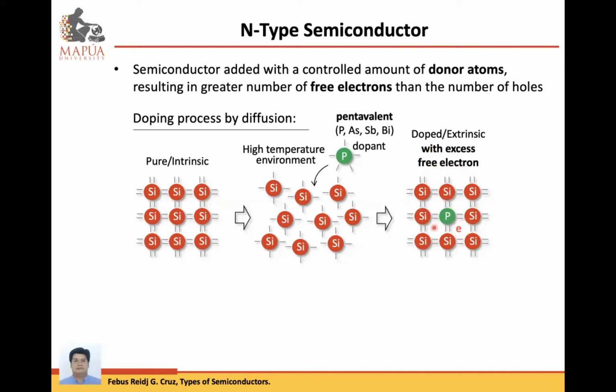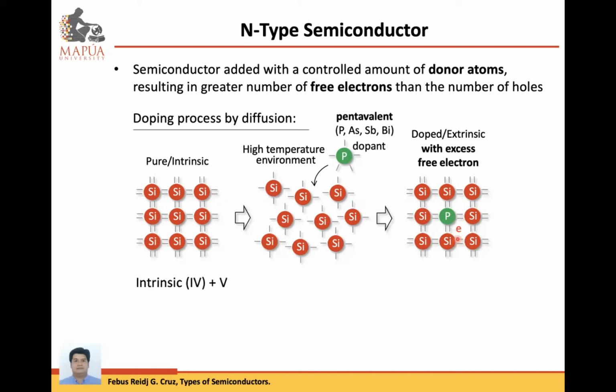So unlike in the process of generation, pag naglagay ka ng free electron, merong hole. But under the doping process, you can produce free electron without any hole pair. So yun yung trabaho ng doping natin. Okay?